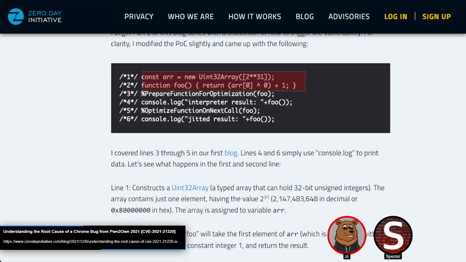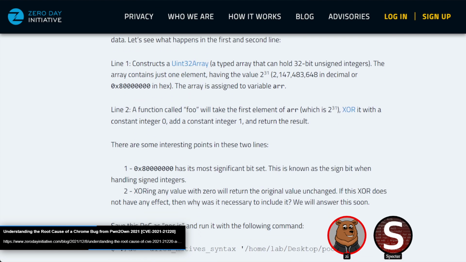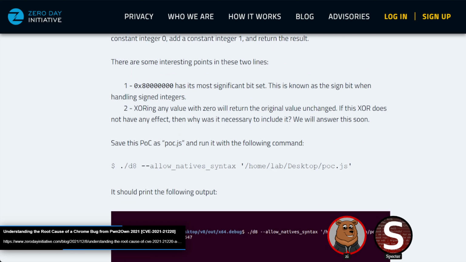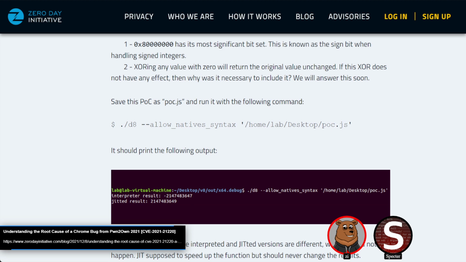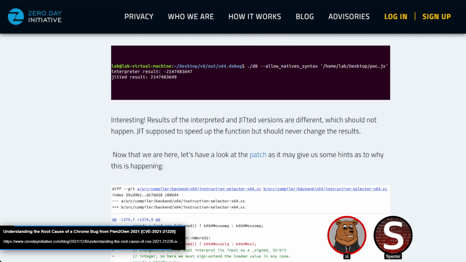Which is creating a Uint32 array, then inside of a function that gets optimized, XORing the first element of it with 0 and adding 1, which is a weird POC. So what's going on here? I thought they laid it out kinda. They didn't explain all the background as to why this happened. I'm kind of curious about the code.